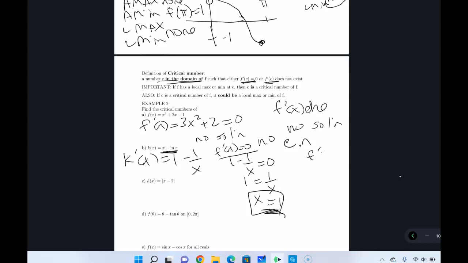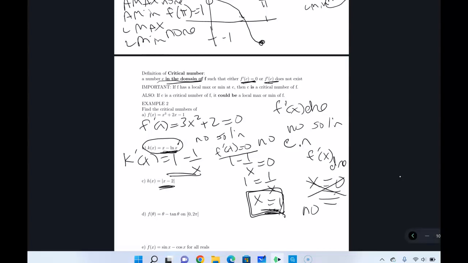Okay, let's check out where the derivative does not exist. So that means I want to look at this function. Is there an x value that makes it not exist? Yes, x equals 0. But is this in the domain of the original function? Can I use x equals 0 inside of ln? No. So that doesn't exist. So this is the only critical number.